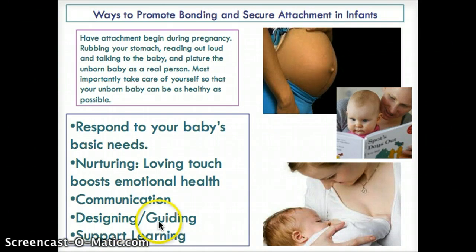The next way to promote attachment is through designing and guiding. This involves scheduling and routines. Having a stable and constant routine so that the baby feels secure and knows what to expect. The last one on this slide is support learning. This involves doing activities together, reading, playing games, dancing, singing, anything that will promote learning and a parent-child interaction.